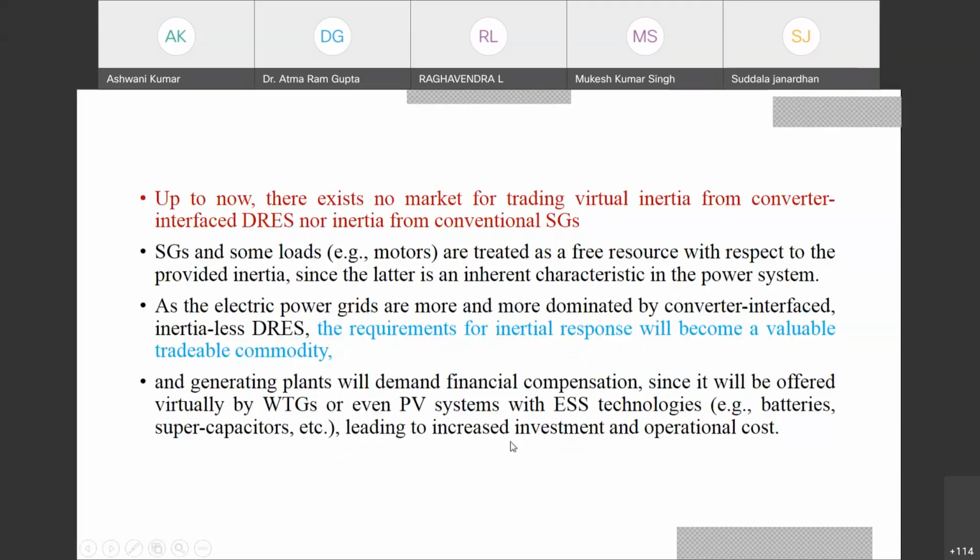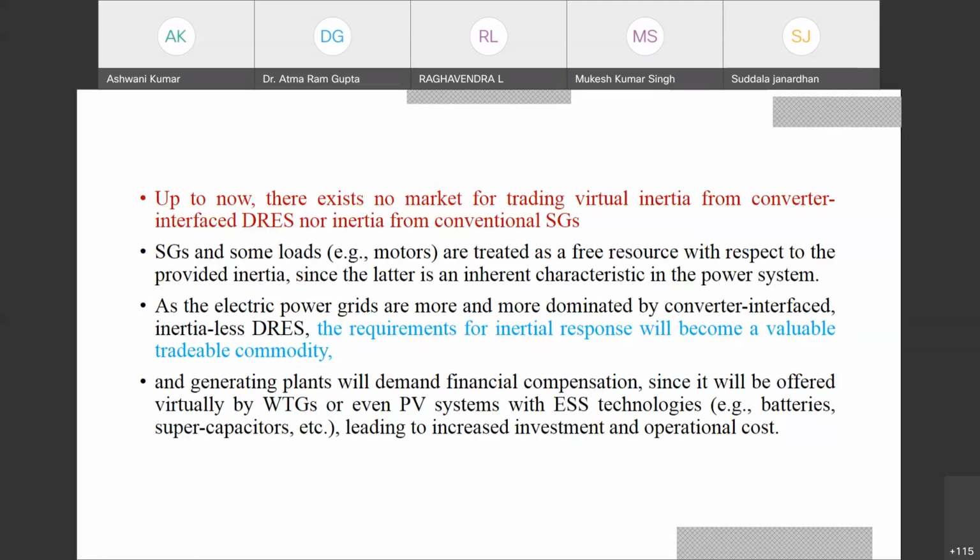So practically, if you see, there is no market yet which is trading virtual inertia, but markets are evolving. So many of you can work and think of working in this area: what shall be the regulation, what shall be the market nature, how to procure virtual inertia, how to develop the equations for the virtual inertia.